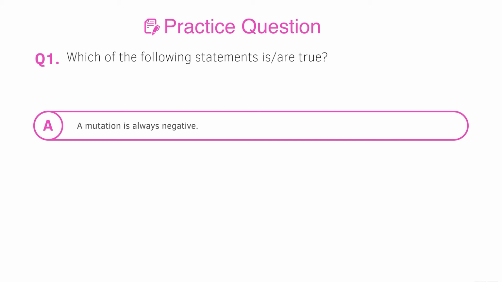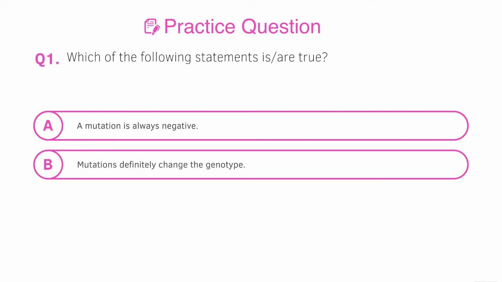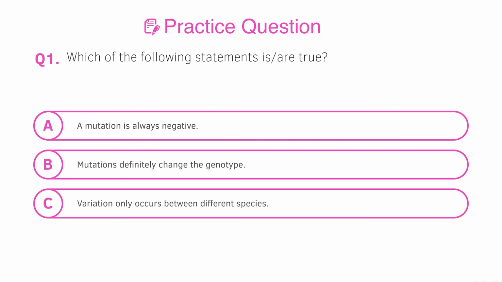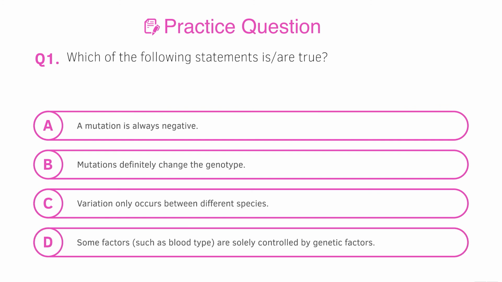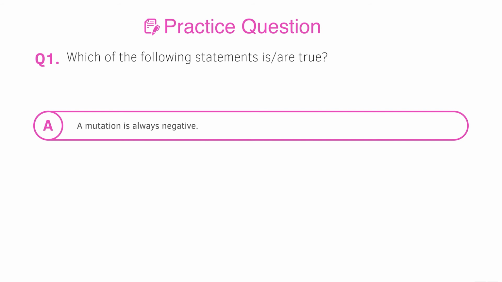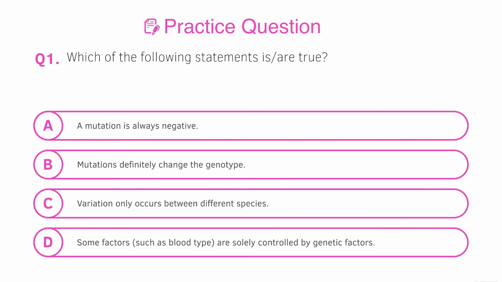So which of the following statements is or are true? A, a mutation is always negative. B, mutations definitely change the genotype. C, variation only occurs between different species. D, some factors such as blood type are solely controlled by genetic factors. So, perhaps pause the video at this stage and then we'll go through which answers are true and false.